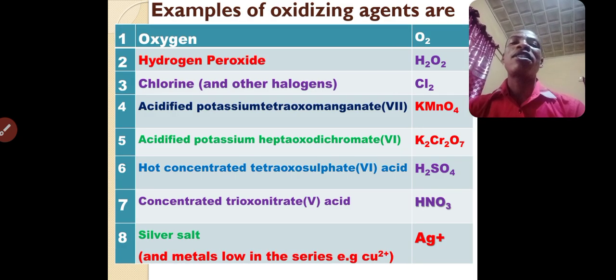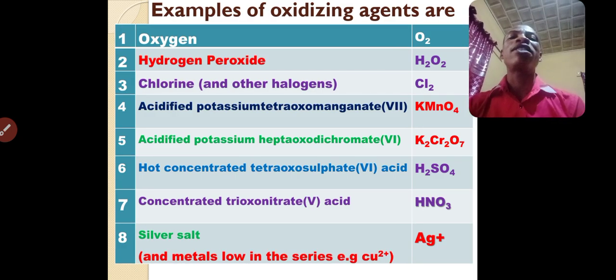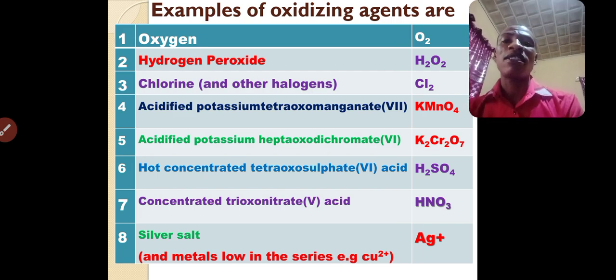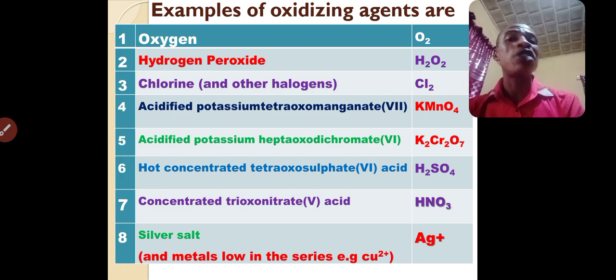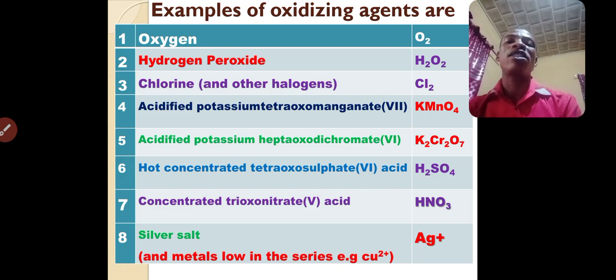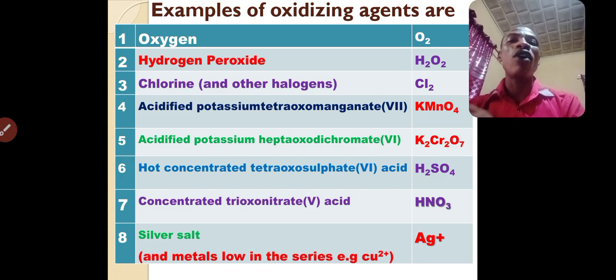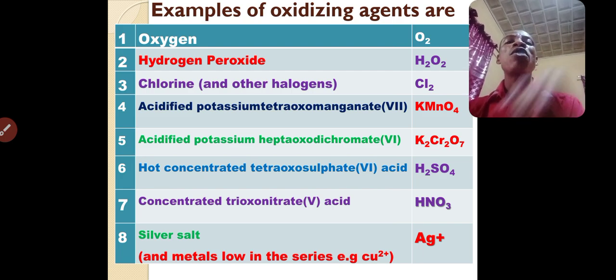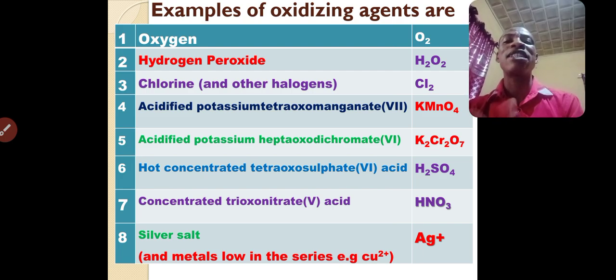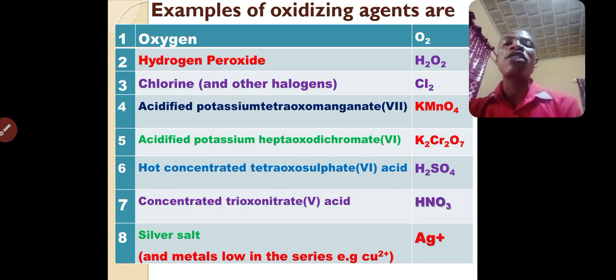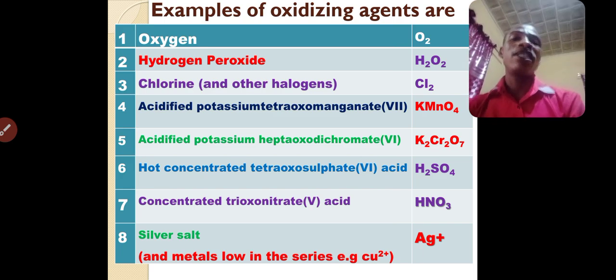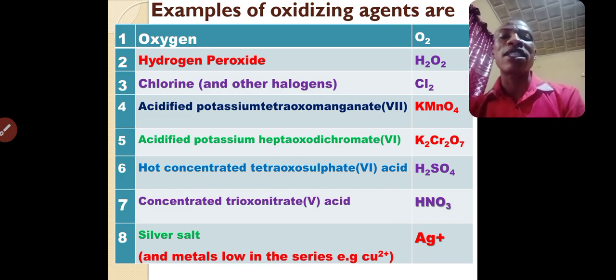Majorly, when this occurs as elements, they normally occur as non-metals. And when they occur as compounds, it can be hydrogen peroxide, it can be chlorine, or all halogens. They are all oxidizing agents. In fact, that's one of the general properties of halogens. They are oxidizing agents. And acidified potassium tetraoxomanganate(VII) is a strong oxidizing agent. Acidified potassium heptaoxodichromate(VI) is a strong oxidizing agent.